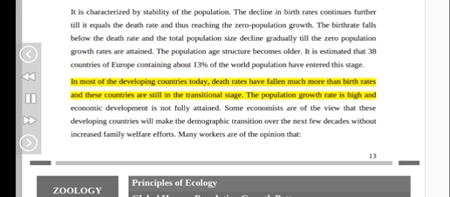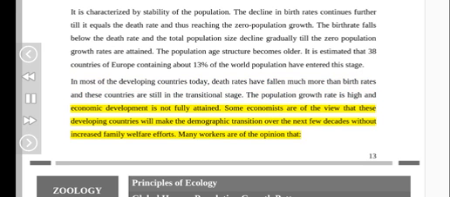In most of the developing countries today, death rates have fallen much more than birth rates and these countries are still in the transitional stage. The population growth rate is high and economic development is not fully attained. Some economists are of the view that these developing countries will make the demographic transition over the next few decades without increased family welfare efforts.